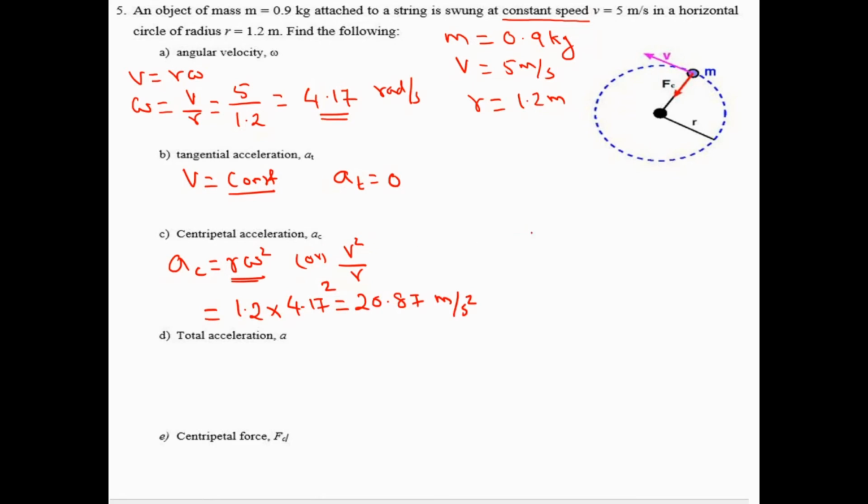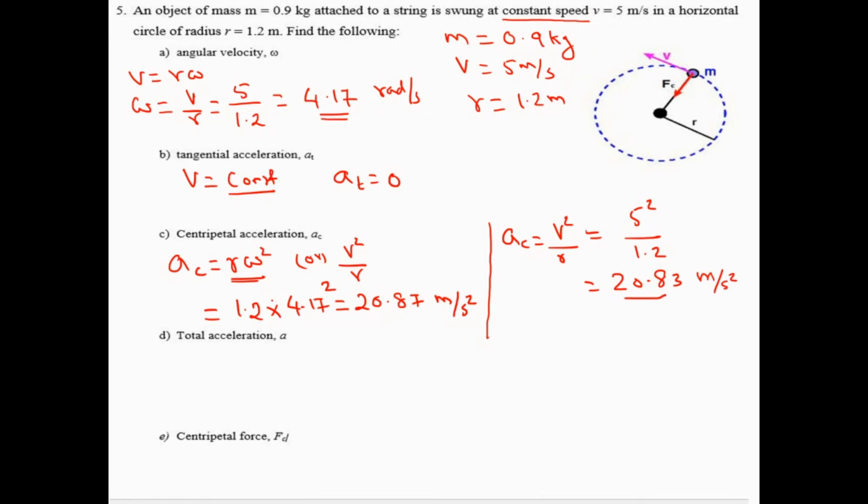If you want to use the other equation, let's try. Centripetal acceleration is equal to v square over r. The v value is 5 square over the radius 1.2, so you'll get the same answer. 5 square over 1.2 gives 20.83 meter per second square. So both equations you can use because our answers are very close to each other.